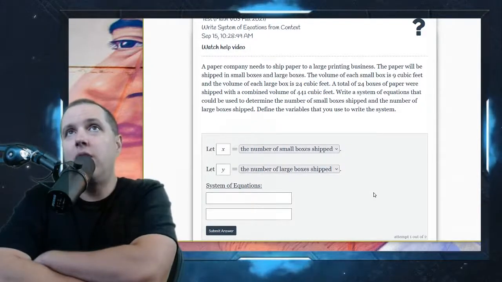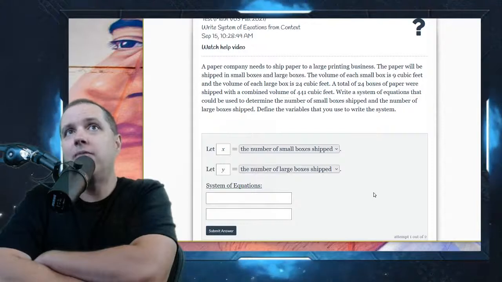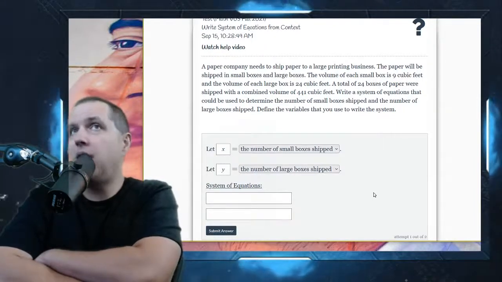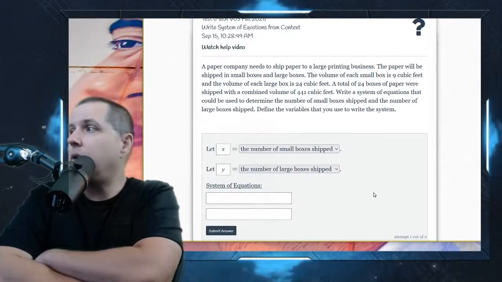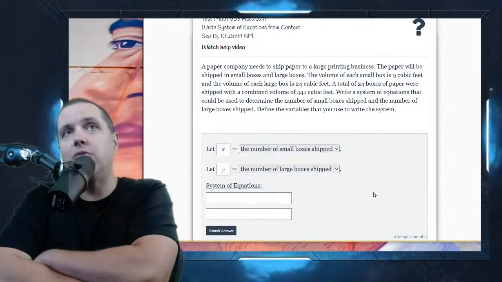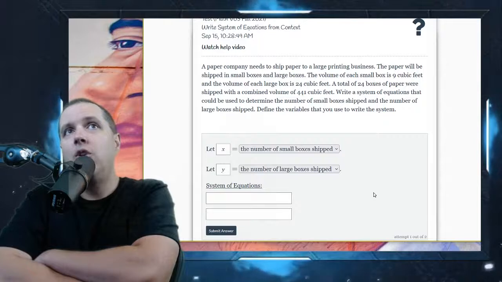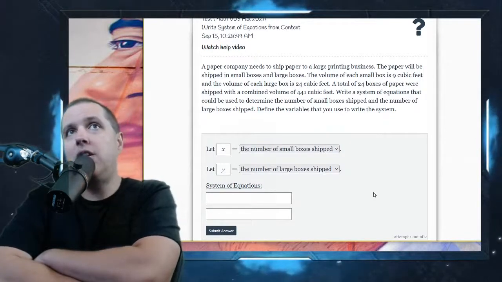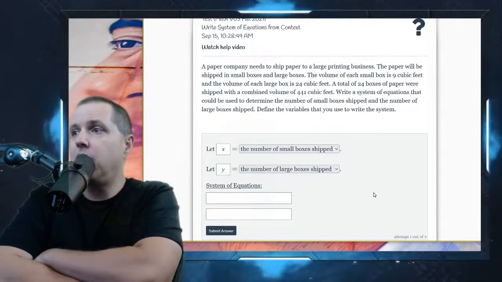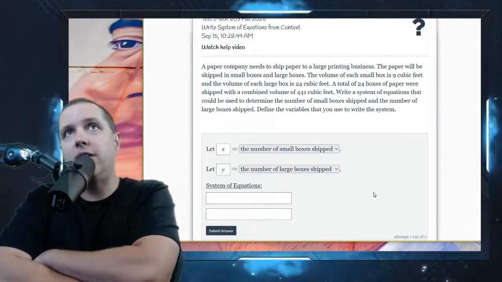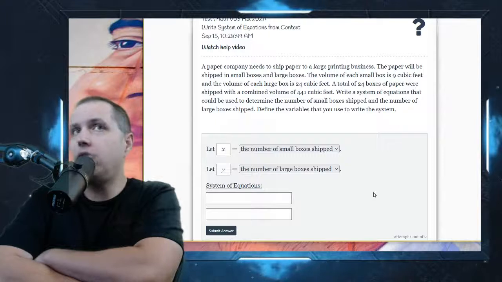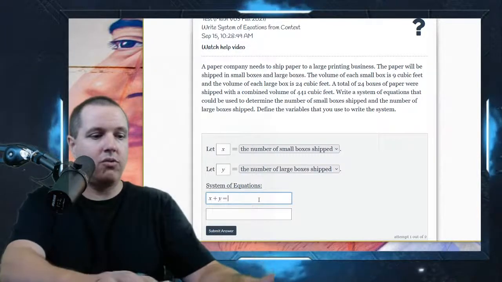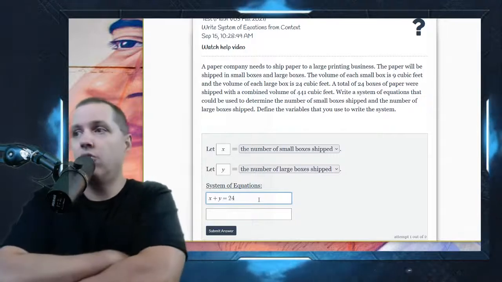A total of 24 boxes of paper were shipped. Okay, well, we have a representation for the number of small boxes that were shipped, and we have a representation for the number of large boxes that were shipped. So what would x plus y be? X plus y would be the number of small boxes shipped plus the number of large boxes shipped. Well, those should total 24, right? So our equation should be x plus y equals 24. There's one equation right there.